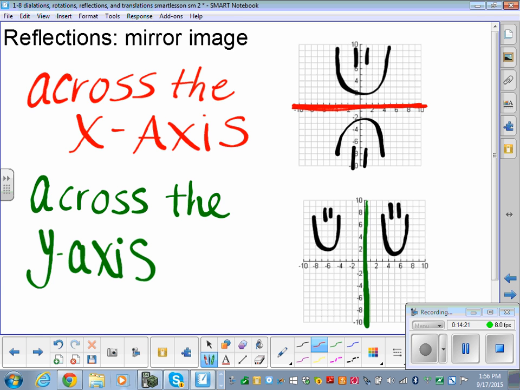Okay. So guys, this is kind of a good way of thinking of it. A reflection is like taking it and stamping it across whatever line you're reflecting it on. So do you see how if I have a smiley face and stamped it? Yeah, it's a mirror image.